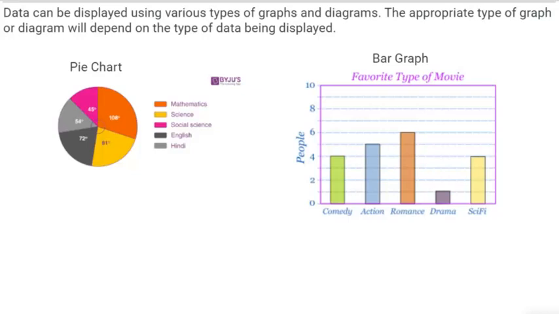Next, we're going to go through some common types of charts and graphs. Here we see a pie chart and a bar graph. Both of these are giving examples of categorical or qualitative data, with each wedge of the pie chart representing courses taken by different students, and each bar of the bar graph representing different types of movies.